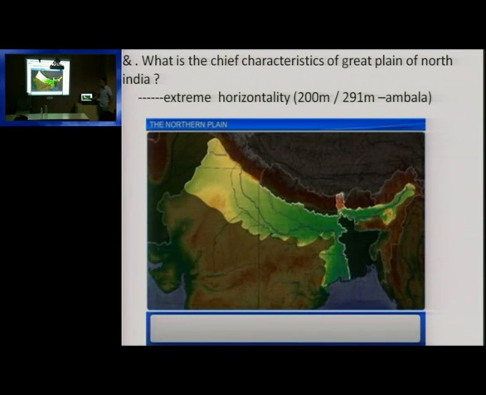Means what? It is very monotonous. It is very plain. Gangetic plain is very plain indeed. But one of the very important feature is it has a water divide. In spite of the monotonous and in spite of the plainness of the surface, there is a water divide. And that place is known as Ambala. Ambala acts as a water divide between the Indus and the Ganges. Okay, that is one of the chief characteristics of the Great Plain of India.